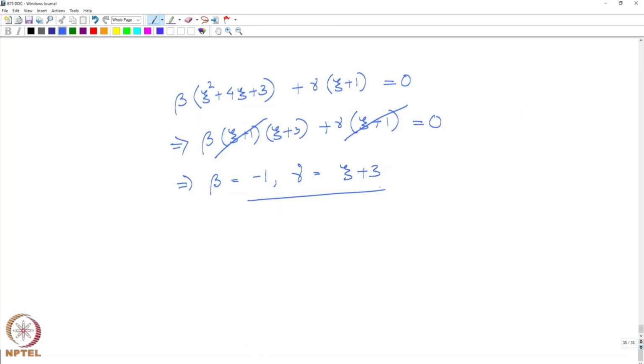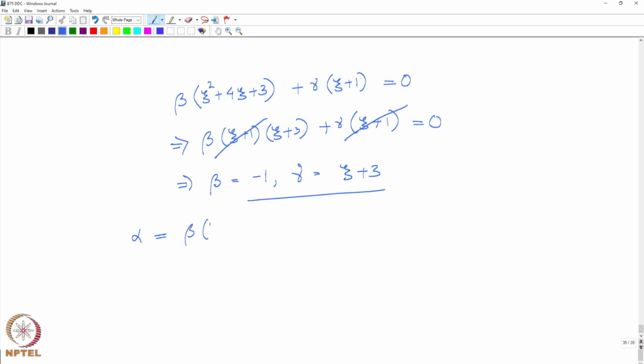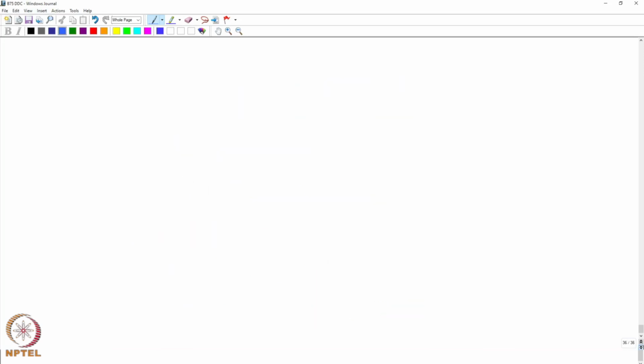Now, based on this choice of beta and gamma, I will get alpha, because from the second column, alpha must be beta times xi plus 4 plus gamma times 1, which is equal to minus xi minus 4 plus xi plus 3. This cancels out, and I am left with minus 1. I think I have not made a mistake anywhere. Let us just check. My proposed maximal left annihilator is minus 1 and xi plus 3. Let us check whether this satisfies the two equations.